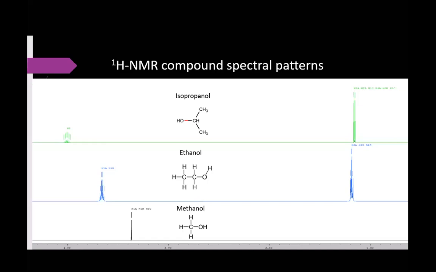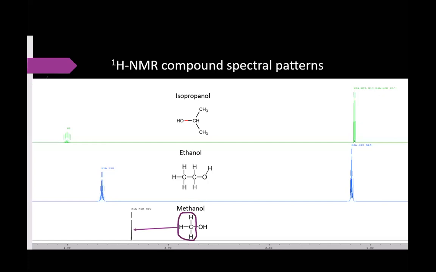For our simplest example here, we have methanol. Methanol has a CH3 group, and that produces this one single peak called a singlet, which is represented by three H's there, H1A, H1B, H1C. So a nice simple pattern for a simple compound.